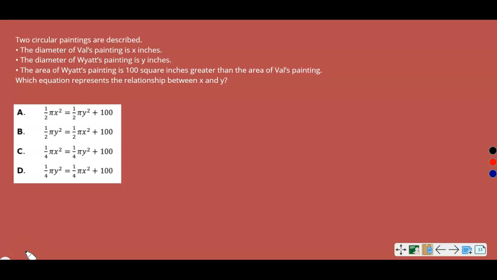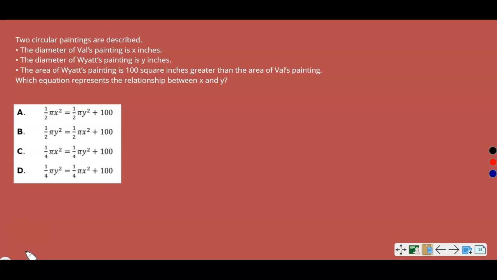Two circular paintings are described. The diameter of Val's painting is X inches. The diameter of Wyatt's painting is Y inches. The area of Wyatt's painting is 100 square inches greater than the area of Val's painting. Which equation represents the relationship between X and Y?